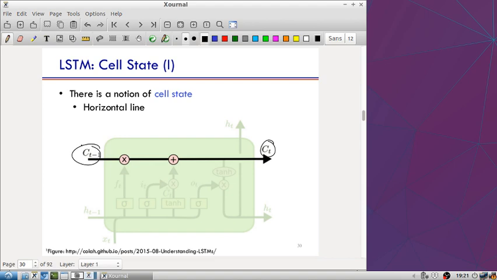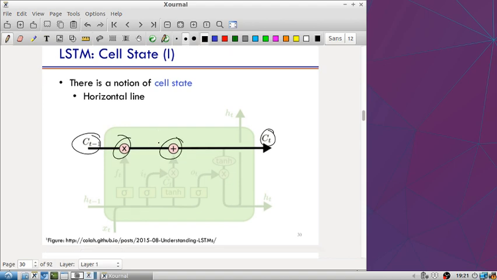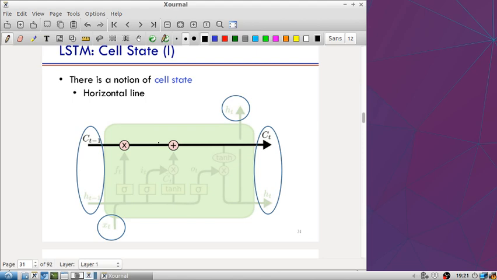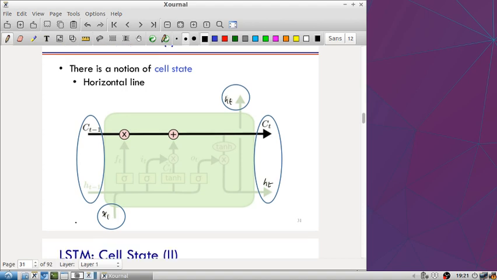Some operations are happening here. I'm going to explain that pretty soon. So here I'm just saying CT and HT get passed on from cell to cell. I guess HT is not in bold, but CT and HT get passed on from cell to cell. HT itself is the output of the cell, and there's an XT which is the input of the cell, same as before. These two are the same.